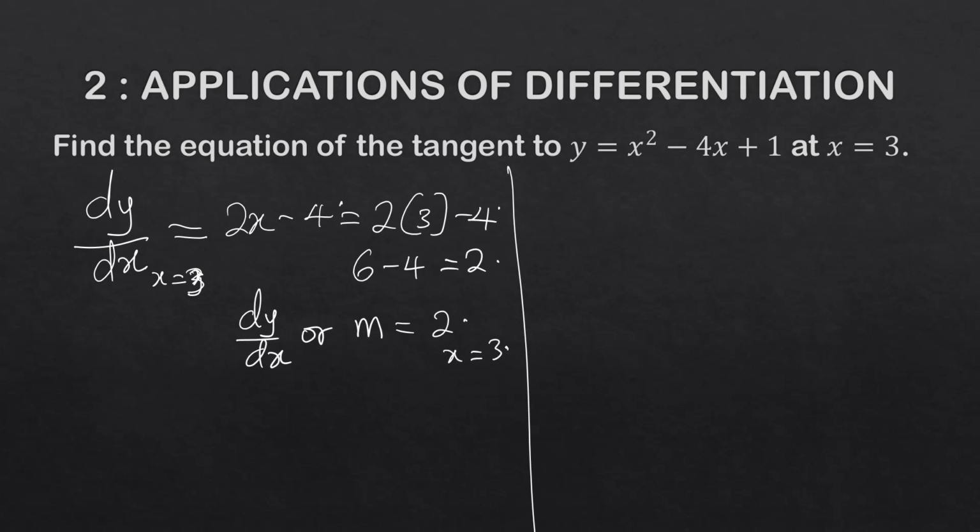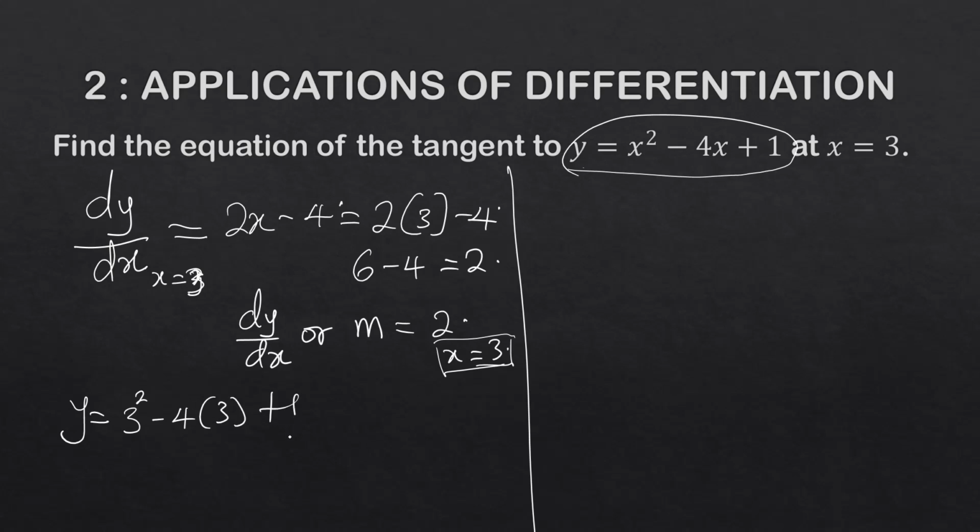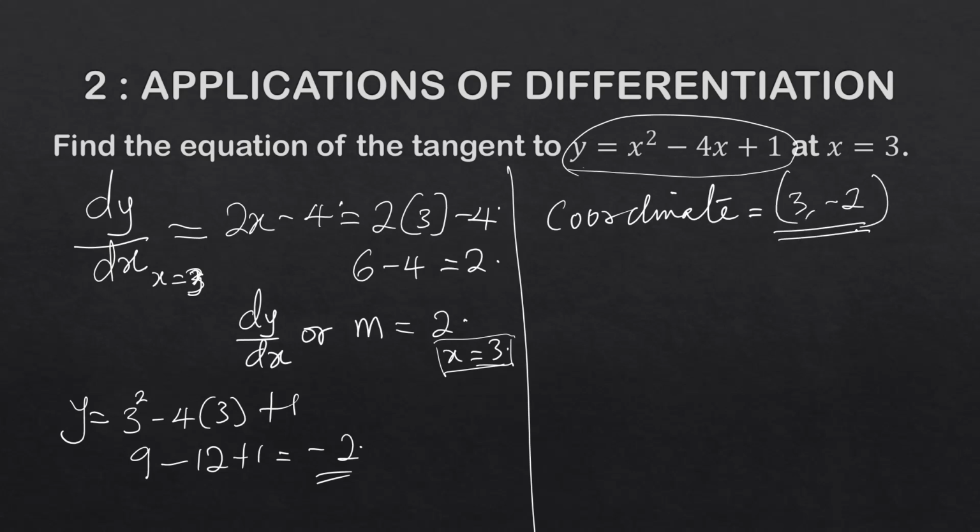But know that when we are talking about this, we have only the x value. We need to find its corresponding value of y. So I'm going to substitute this x into this whole equation. So I'm going to have y is going to be equal to 3 squared minus 4 bracket 3 plus 1. This is going to be 9 minus 12 plus 1. Everything is going to be minus 2. Therefore, I have a coordinate. The coordinate I'm having is going to be given as (3, minus 2), because this is the coordinate.